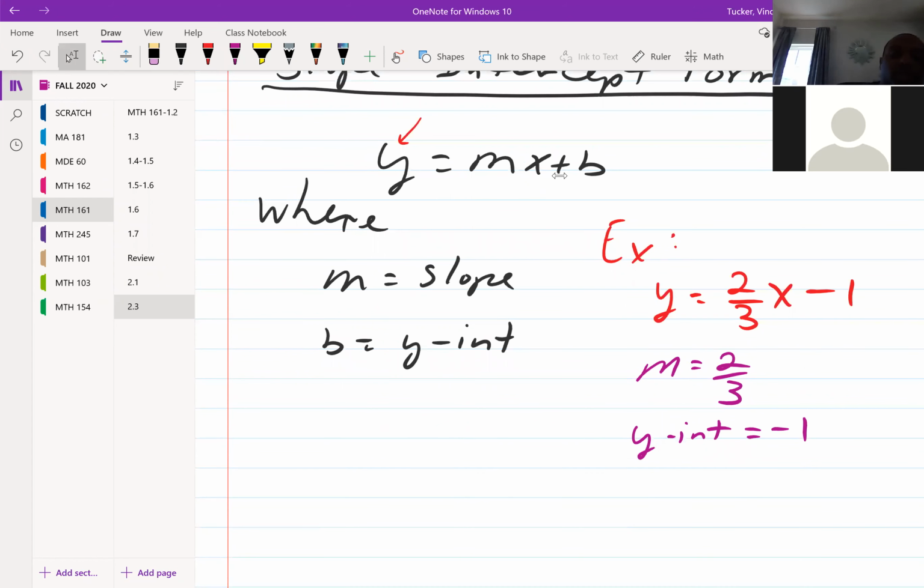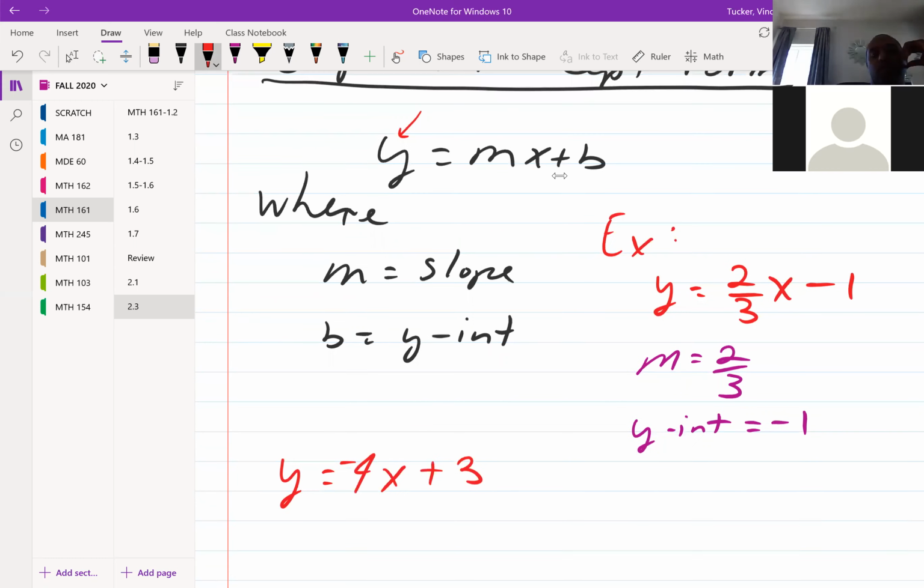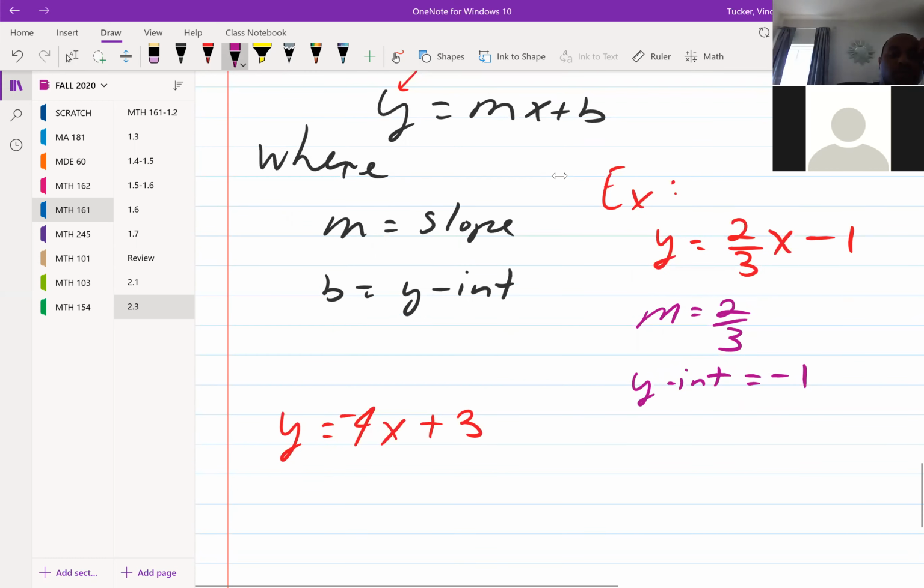All right. Same things if I had y equal to -4x plus 3. Slope is -4. Your y-intercept is 3.